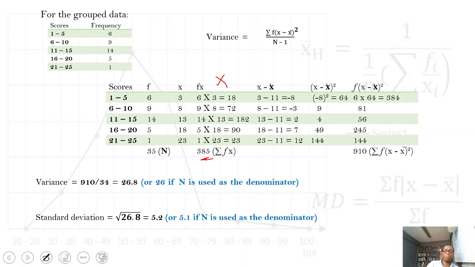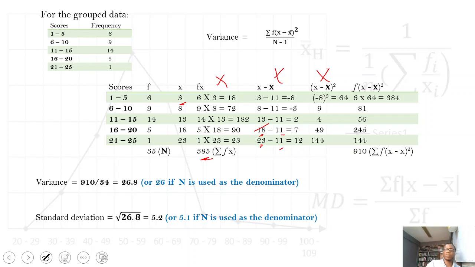Now I need to compute a column for x minus x bar. So x in this case is 3, and x bar is 11. So 3 minus 11 is minus 8. This will be 8 minus 11, which is minus 3. 13 minus 11 is 2. Then 18 minus 11 is 7. 23 minus 11 is 12. So I'll also need a column for x minus x bar raised to power 2.